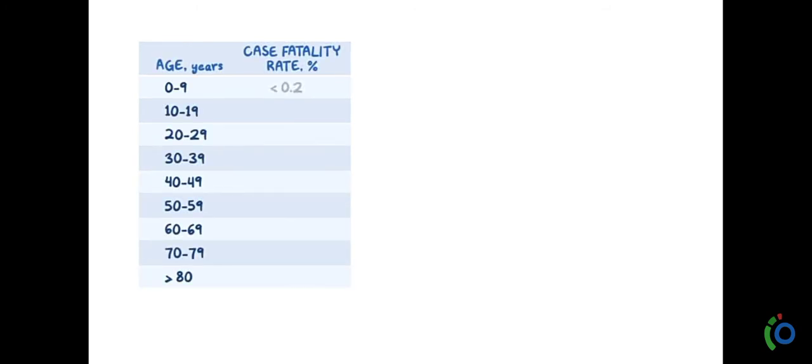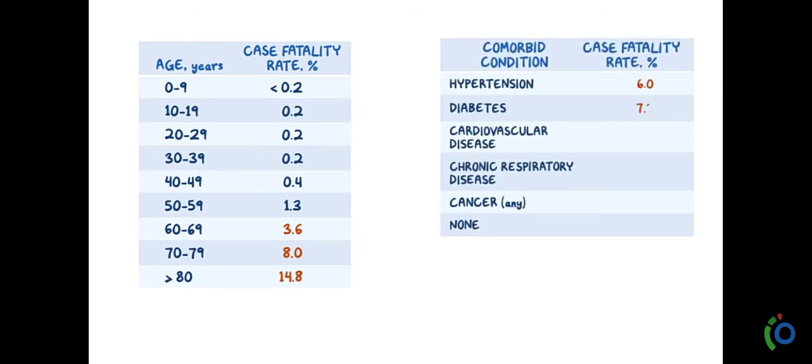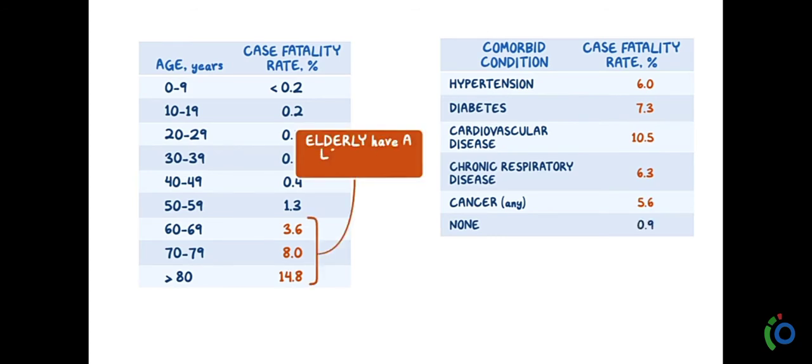So, for example, if you split things out by age, you can see from this table the fatality rate is relatively low if you're below 60, with few deaths seen in children 9 and younger. But then it starts to really climb up for the elderly, so they are really the ones at highest risk. Similarly, the fatality rate is higher for folks with hypertension, diabetes, cardiovascular disease, chronic respiratory disease, and cancer, relative to folks without any of these conditions. And of course, the elderly typically have a lot of these conditions, so it's not surprising that they go hand in hand.